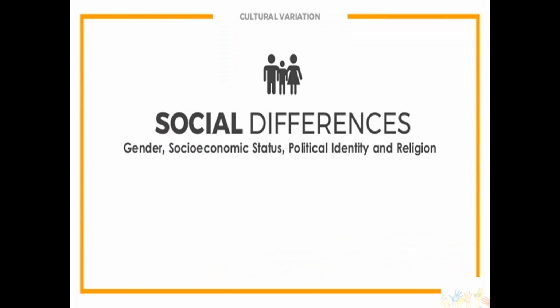Social differences. It refers to gender, socio-economic status, political identity and religion. Social differences are the differences among individuals on the basis of social characteristics and qualities. Social differences are complex differences and they include class, race, culture, age, ability, sex and many more. Let's find out more as we go along.